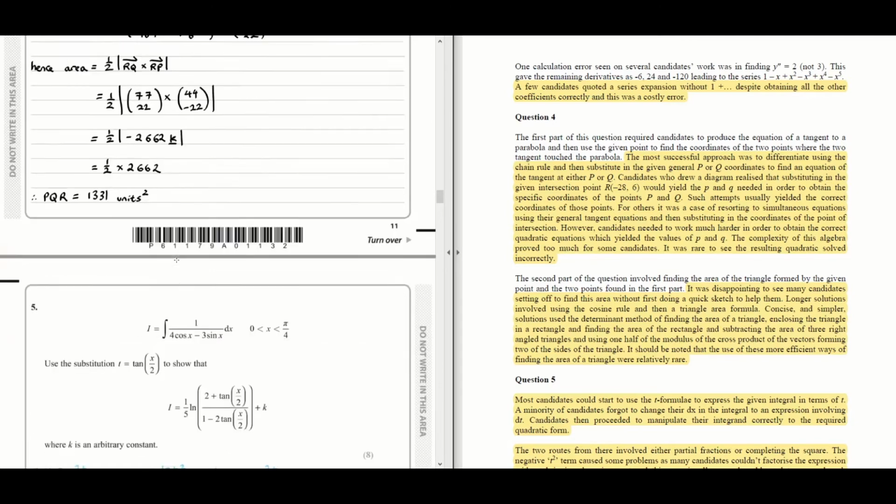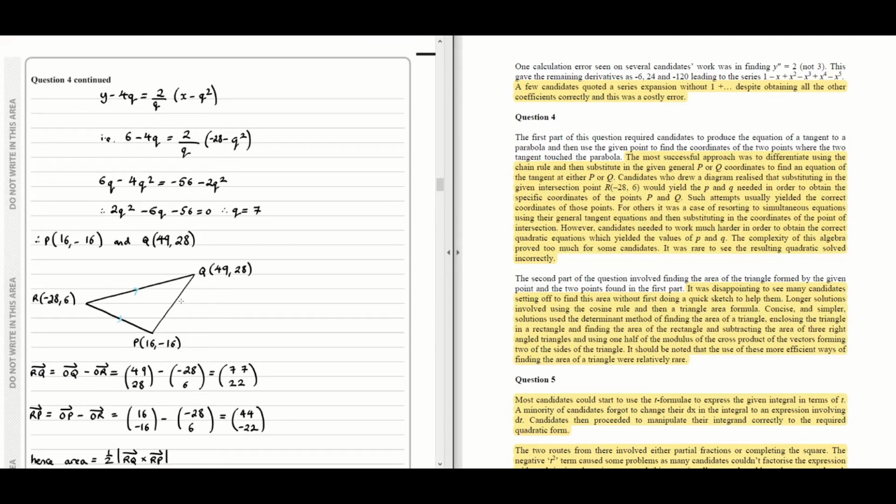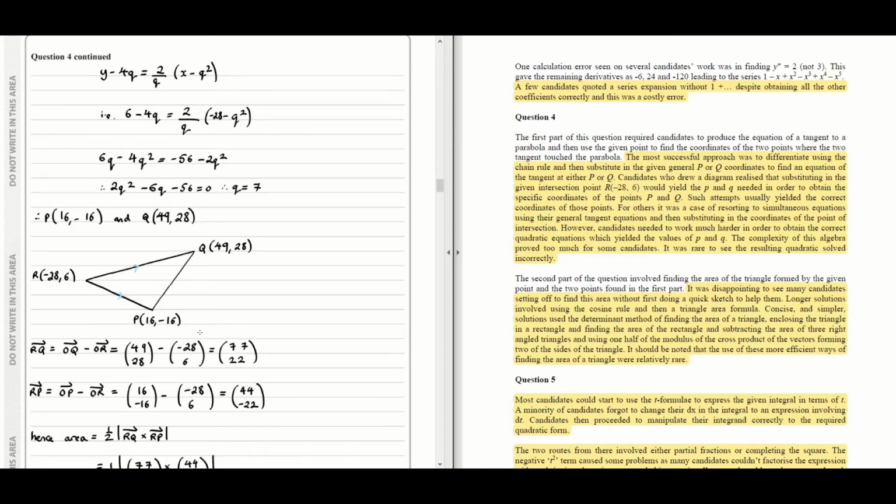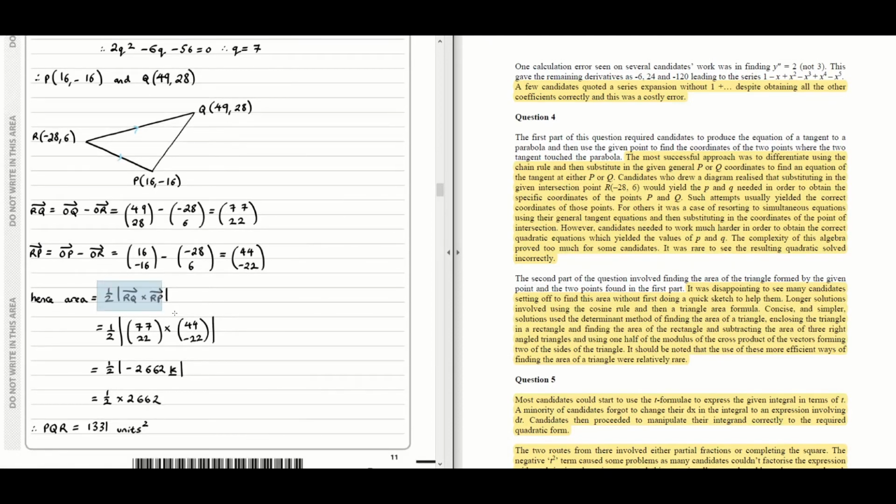A lot of candidates did not draw a sketch for this, which made it difficult for them, but those who did draw a sketch did it pretty well. Some people took a very long approach, using the cosine rule to find one of the angles. First of all, you have to find the length between each of the coordinates, then use the cosine rule and find the area of a triangle by using half AB sine C. The way that I did it over here was just multiplying the vectors together and then taking the magnitude of that, which gives the correct answer, and this is the most efficient way that you can do it.